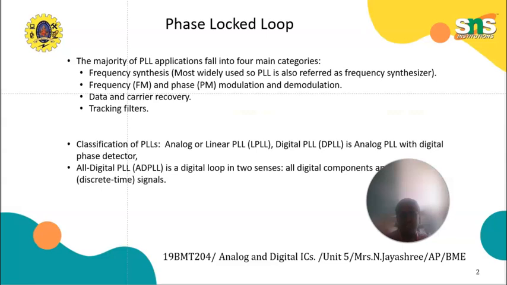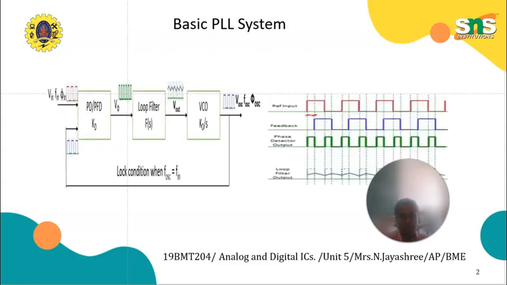The major PLL applications fall into four main categories: phase lock, frequency synthesis, frequency modulation and phase demodulation, data and carrier recovery, and tracking filters. The classification of PLL is analog or digital PLL. A digital PLL is an analog PLL with a digital phase detector. An all digital PLL is a digital loop in two senses: all digital components and all discrete time signals.